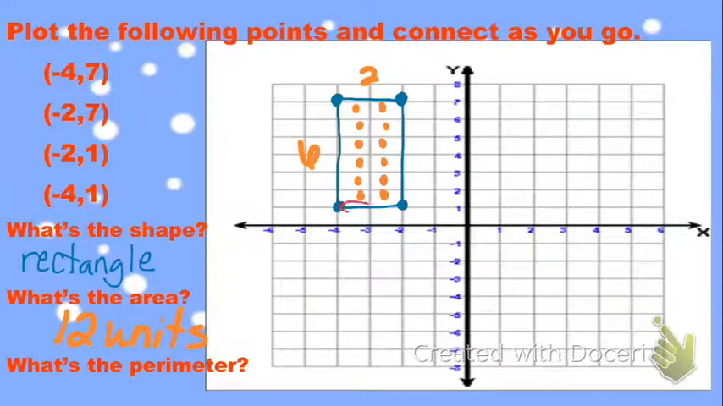Here's our first chain. That's 1, 2. Now it has to connect, so we're going to go here. 3, 4. Keep going. 5, 6, 7, 8, 9, 10. Keep going. 11, 12, 13, 14, 15, 16. Okay, so that is 16. So the perimeter is 16 units.